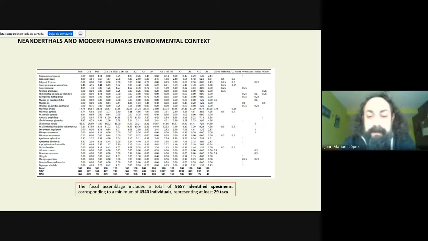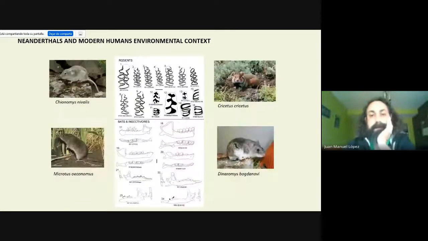The fossil assemblage includes 8,657 identified specimens. We have here insectivores from Erinaceus to Neomys, after bats, and after rodents. That corresponds more or less to 4,340 individuals and 29 taxa. There is a lot of material.